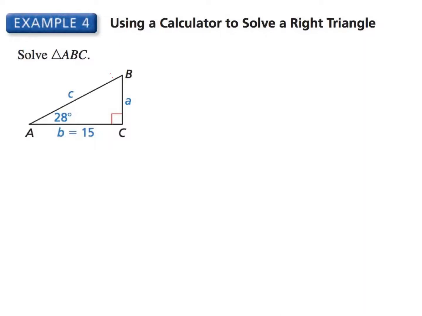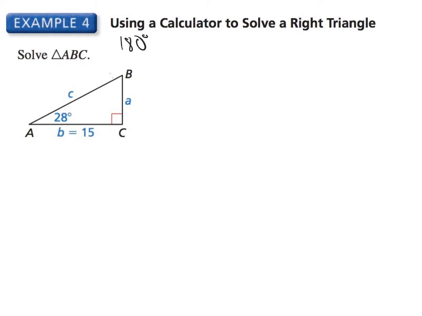Okay, now we're getting to solving all the missing angles and all the missing sides for this right triangle. So the first thing, let's just get rid of the easy stuff. How many degrees is in a triangle? I mean, that's the only way to say it. There's 180 degrees within your triangle.